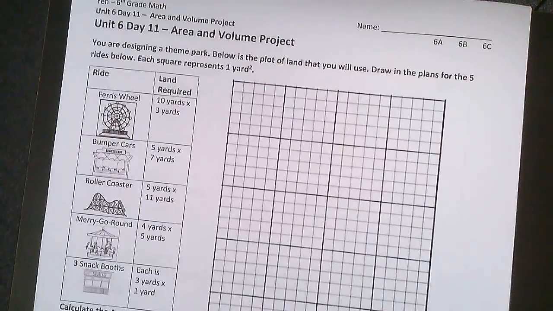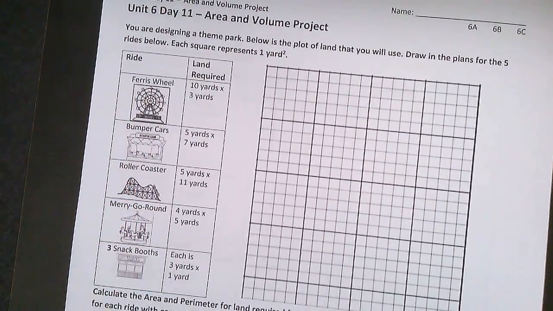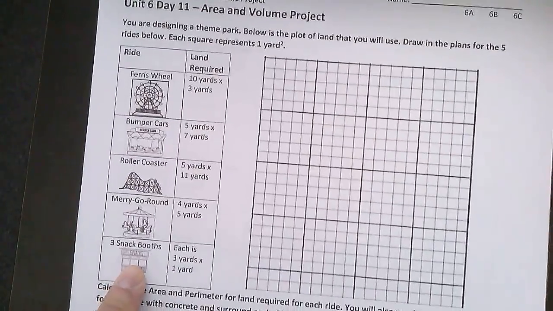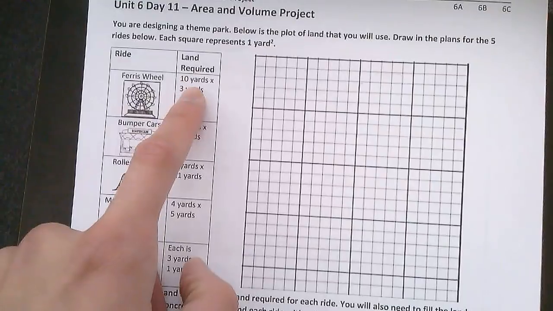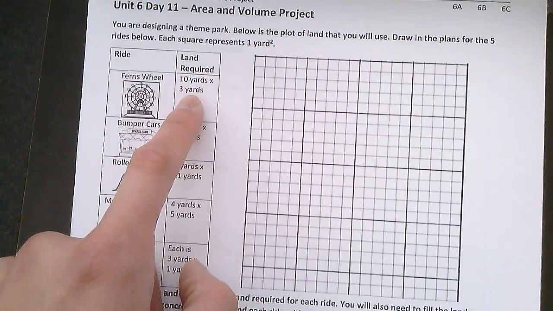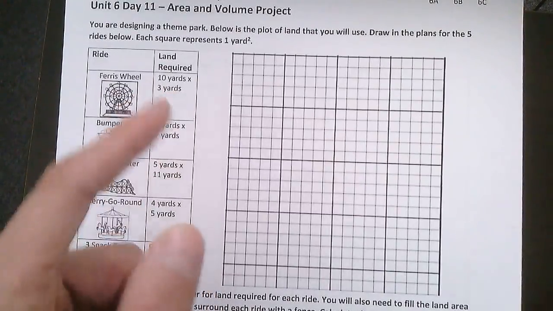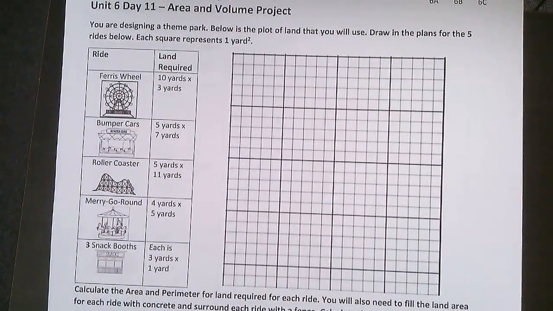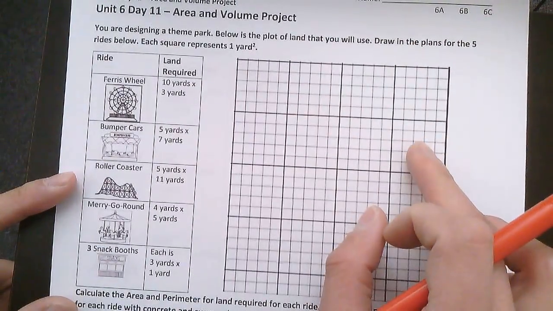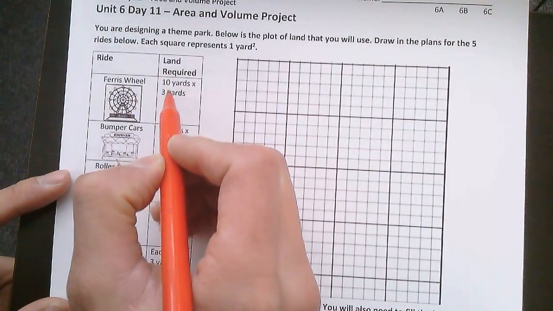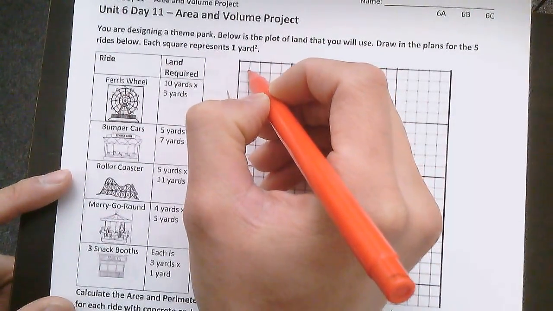Alright, so let's look through our rides. We have a Ferris wheel, bumper cars, a roller coaster, a merry-go-round, and we have to put in 3 snack booths. The Ferris wheel, if we want to put it in, we need 10 yards by 3 yards. That's a rectangle. So let's go ahead and draw that in. And you can draw it in anywhere. I'm going to put it in the top left over here. So I need 10 yards by 3 yards. So I need a 10 by 3 rectangle.